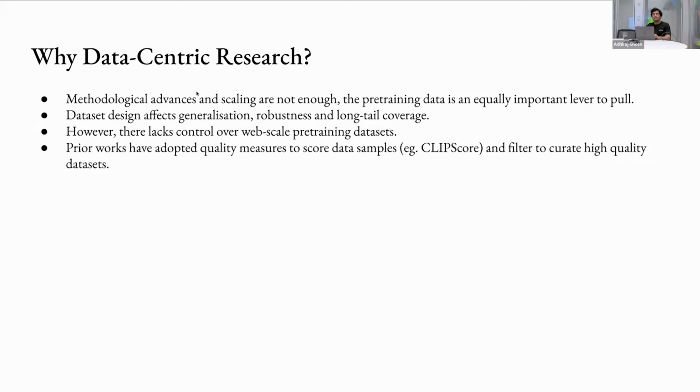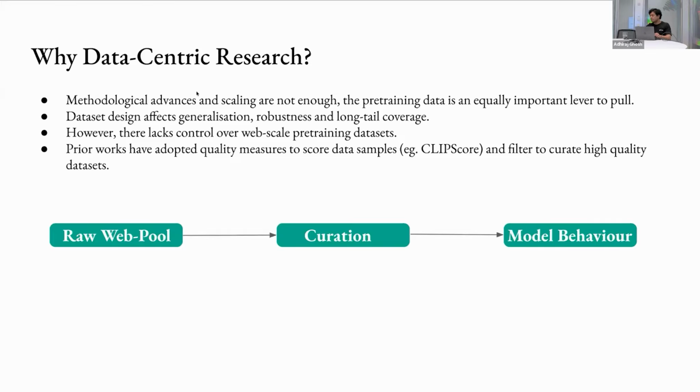So prior works have done quality measures at scale to score data samples and then filter them based on some score or some metric. And in general, this is the pipeline where you have a raw web pool, you curate based on whatever function or whatever model you treat as a teacher or a quality model, and then you end up distilling the better quality data into the model that you train.